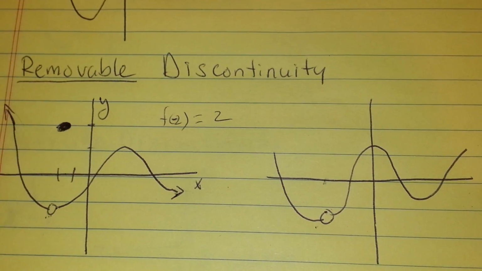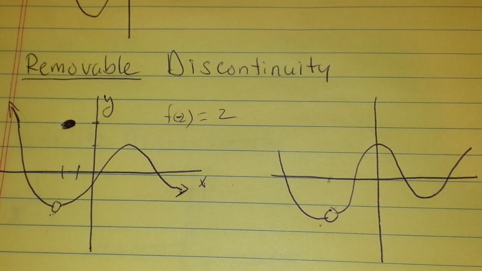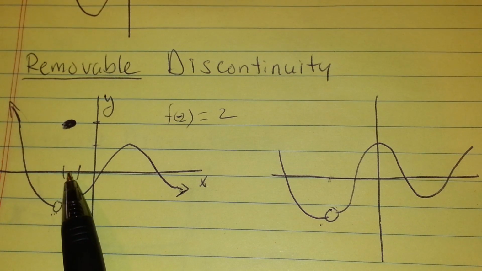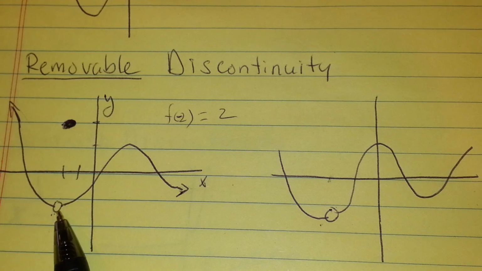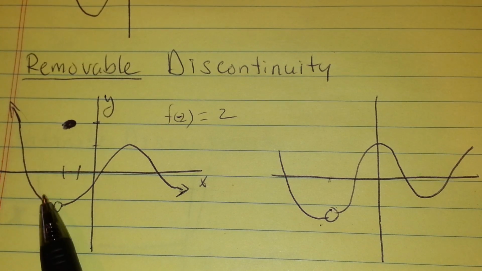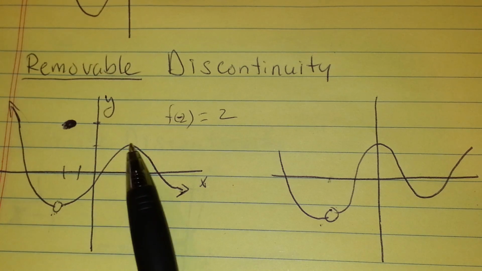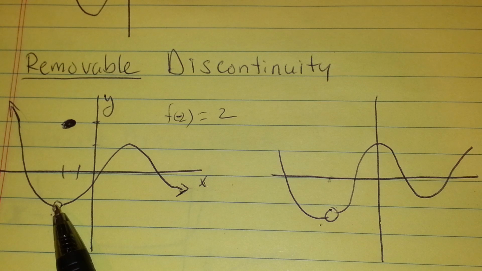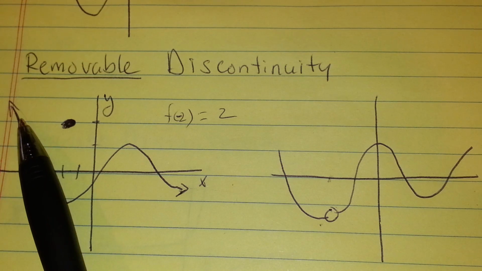Here we have what's called a removable discontinuity. I've got two types. Basically, you've got just a hole here where, in this case, -2 is not part of this function, but it's part of a different function. But here I have just a hole, it's removable, and it continues on. And this hole could be filled by just a plug. That's a removable discontinuity.